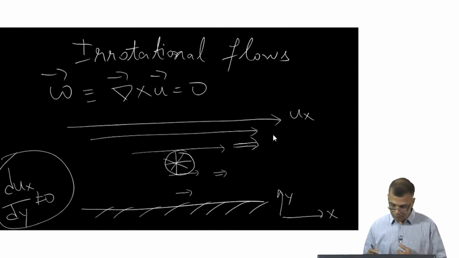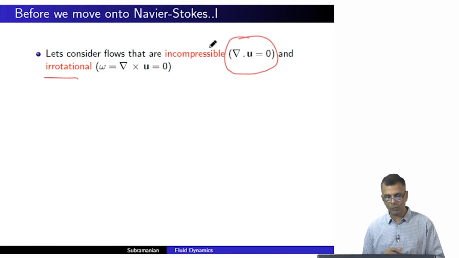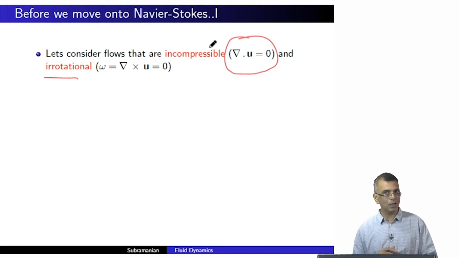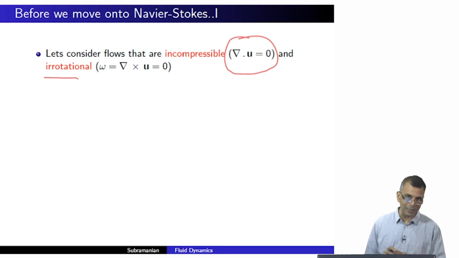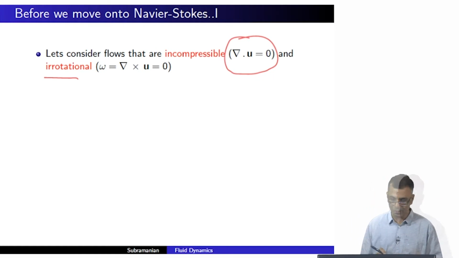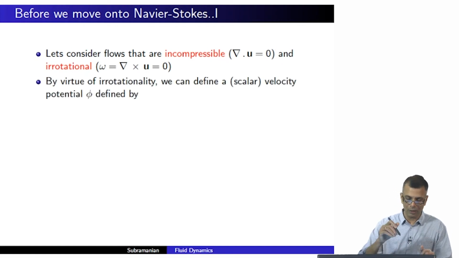Okay, so let's consider situations where both of these are true. A flow that's incompressible and also irrotational. This is not just for mathematical convenience. Well, part of it is really. There are many elegant solutions that can be derived using these two conditions, but it's also something that's of great practical importance in many situations. So let's consider a situation where both of these are satisfied.